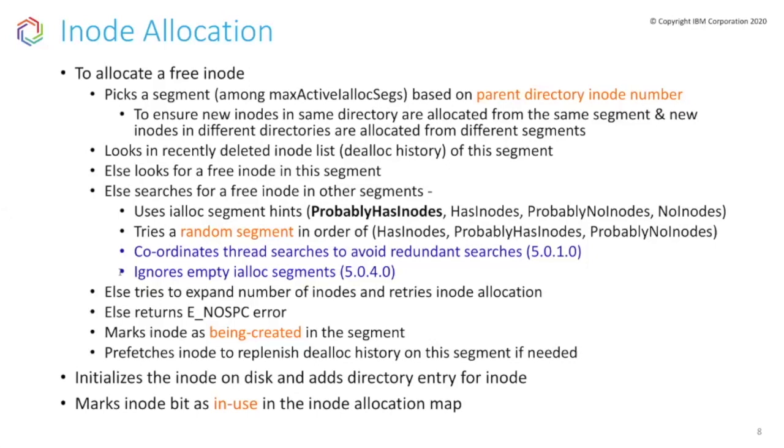By the time we find the inode, we have a few more things to do at this point. So we start by marking the inode as being created in the Inode Allocation Map. Of course, we have to mark it, otherwise someone else will try to use it, right? So we have to start by marking it. Then we initialize the inode on disk and create the directory entry. And then once these two operations are completed, we can move the transitionary inode allocation state in the bitmap from being created to in use.